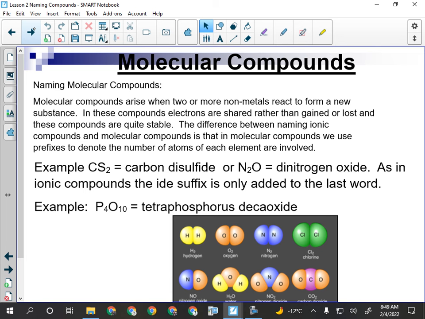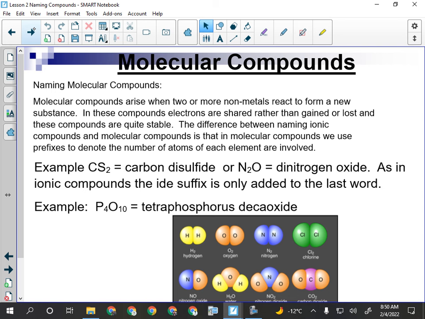Because electrons are shared in molecular compounds, there's no fixed ratio for atoms to go together. Okay? We know that in an ionic compound, if calcium bonds with bromine, there's going to be one calcium and two bromines because that's the only way all the charges will balance. Okay? And so we don't have to use prefixes on that because there's only one way they can go together. There's lots of ways for molecular compounds to go together. Okay? Nitrogen and oxygen can pair up in all kinds of configurations, whether it be two nitrogens and one oxygen, or one nitrogen and two oxygens, or two nitrogens and three oxygens.